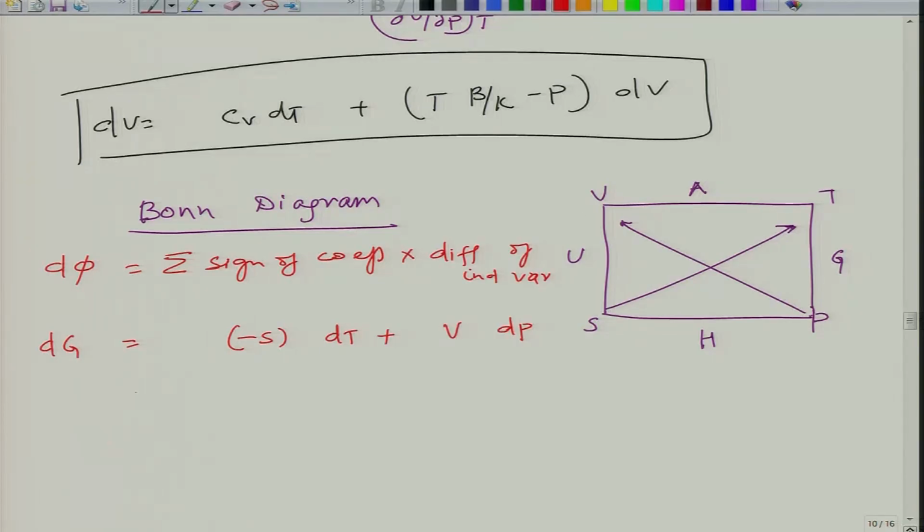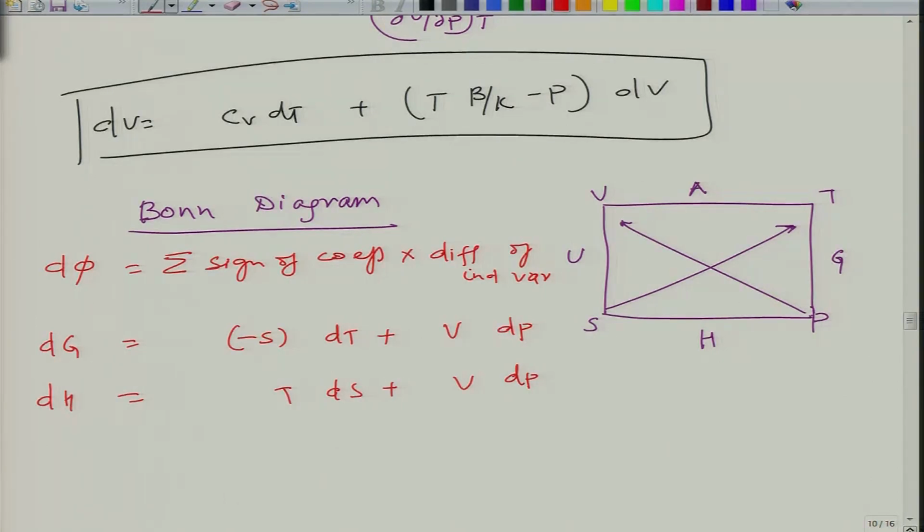Okay. Similarly, I can write here dH. Okay. So, it goes from both the corners or both the vertices, and hence is going to be positive. So, here I can write TdS, okay, plus VdP. Okay. So, this is by definition dH, and similarly you can write the other terms.